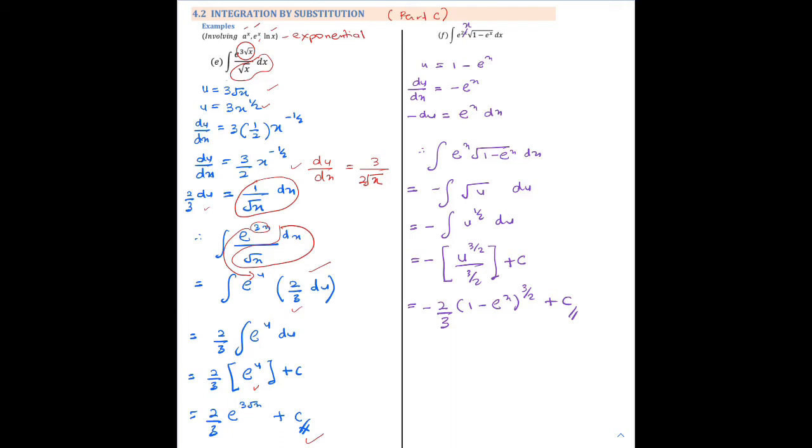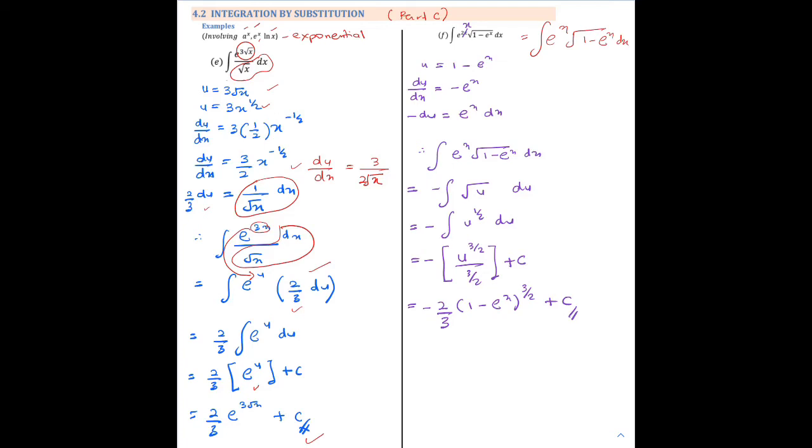Okay, next look at question F. So there is an erratum for the question. e to the power 2x changes to e to the power x. So now the question is the integration of e to the power x square root of 1 minus e to the power x dx. This is the new question.